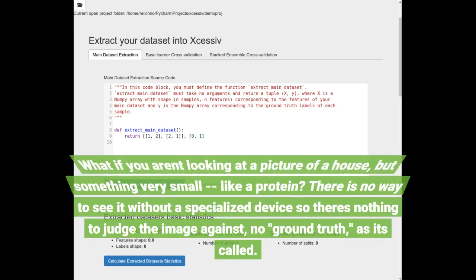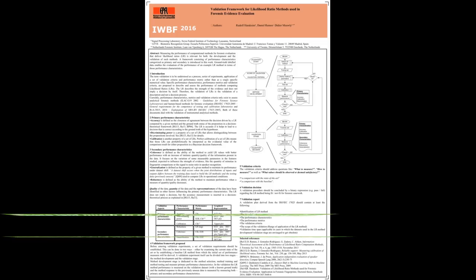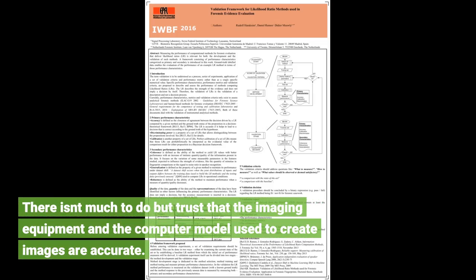What if you aren't looking at a picture of a house, but something very small, like a protein? There is no way to see it without a specialized device, so there's nothing to judge the image against. No ground truth, as it's called. There isn't much to do but trust that the imaging equipment and the computer model used to create images are accurate.